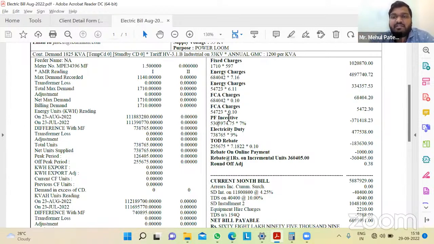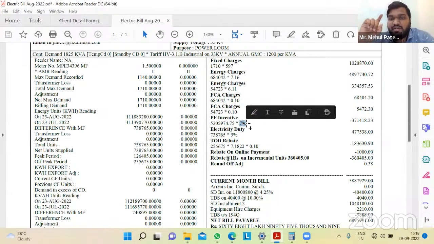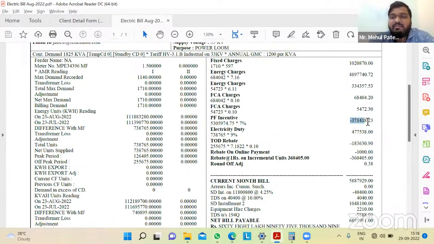What is that incentive? Whatever the total is till now, this amount plus this amount plus this amount plus this amount, to take that total, you multiply it by 7%. The 7% incentive on the total value is given by the discom. So that value will come in minus, because that much amount will be reduced from your bill.